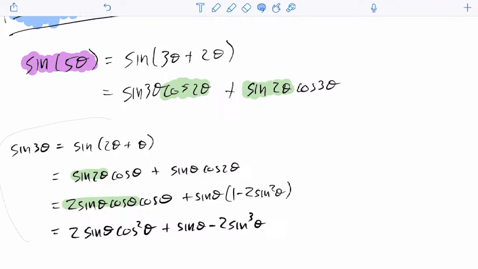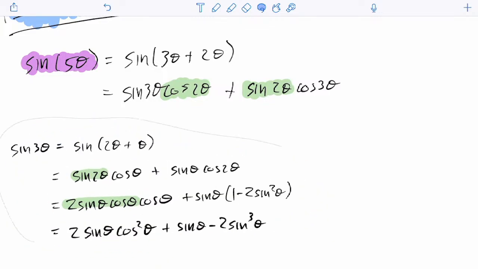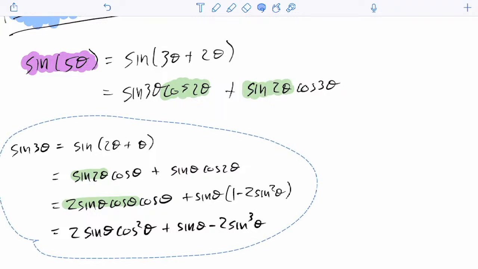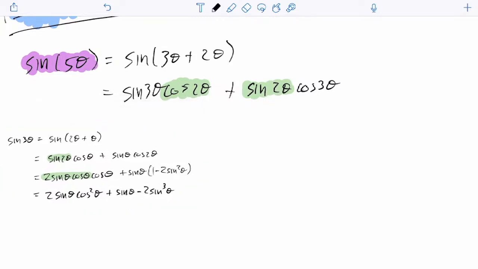I mean, we could simplify this more, but since the question you asked me was just to write this in terms of theta, it's a little easier. I don't have to get rid of the cos or anything like that. There's my sine of 3 theta. So I can use this to get that part.